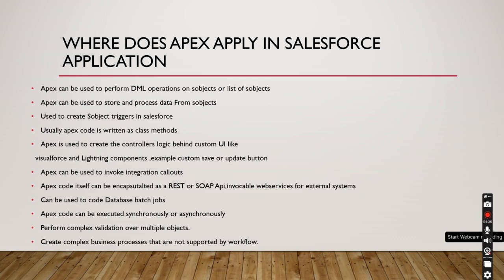Also, Apex can be used to invoke integration callouts. You can call third-party URLs provided they give you access via Apex. Apex itself can be exposed as a REST and a SOAP API, and external systems can access it as a web service. It can also be used to code database batch jobs. We will see questions about batch jobs in the future.